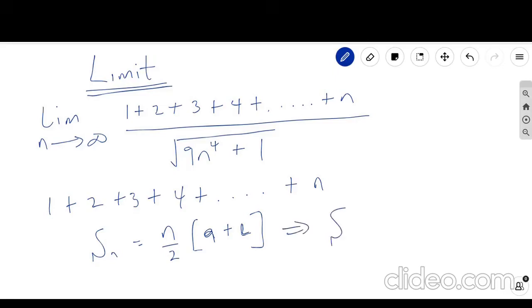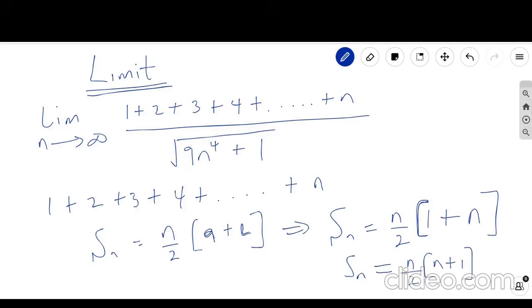So the sum to n equals n over 2 into a plus l. Our a here is the first term, which is 1, and our last term here is also n. The number of terms is also n, since we don't know the actual number of terms, so we take it as n. Once we add everything together, we get n over 2 into n plus 1, which is the same thing as 1 plus n.